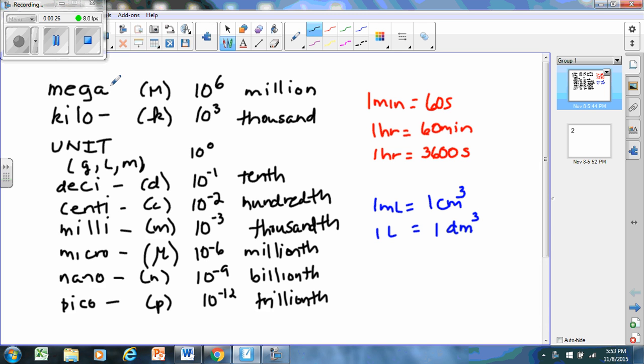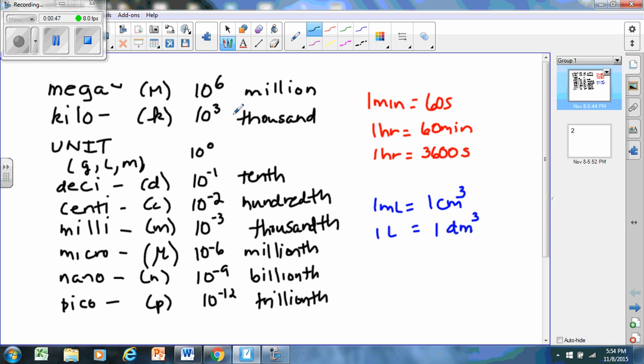So very quickly, mega means millions. And by the way, these are prefixes. That's what the dash is. These do not stand alone, so you can't have just a mega. You have to have a megagram or a megaliter or a megameter.